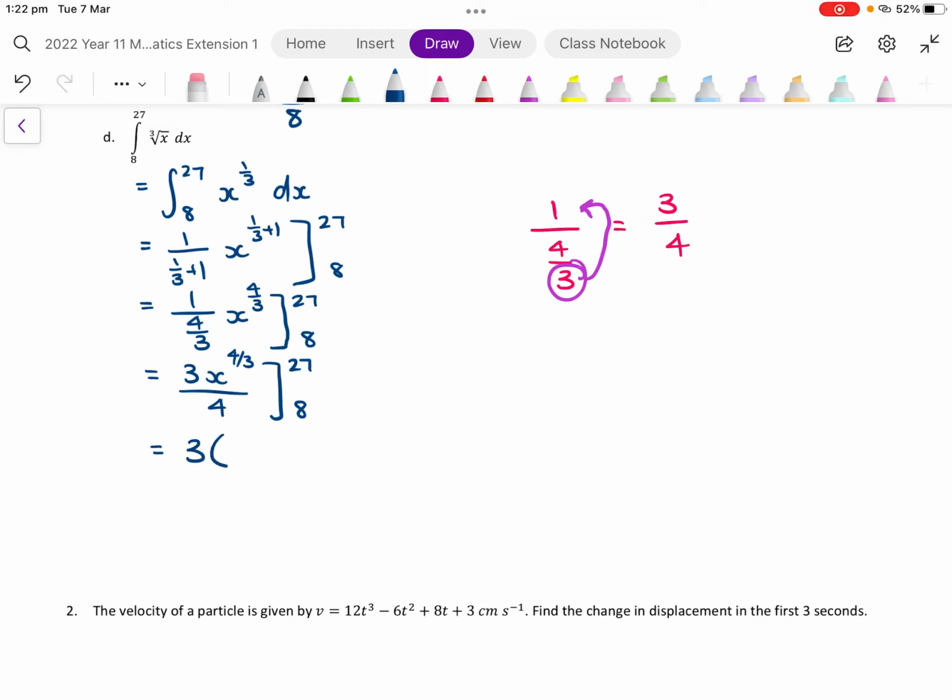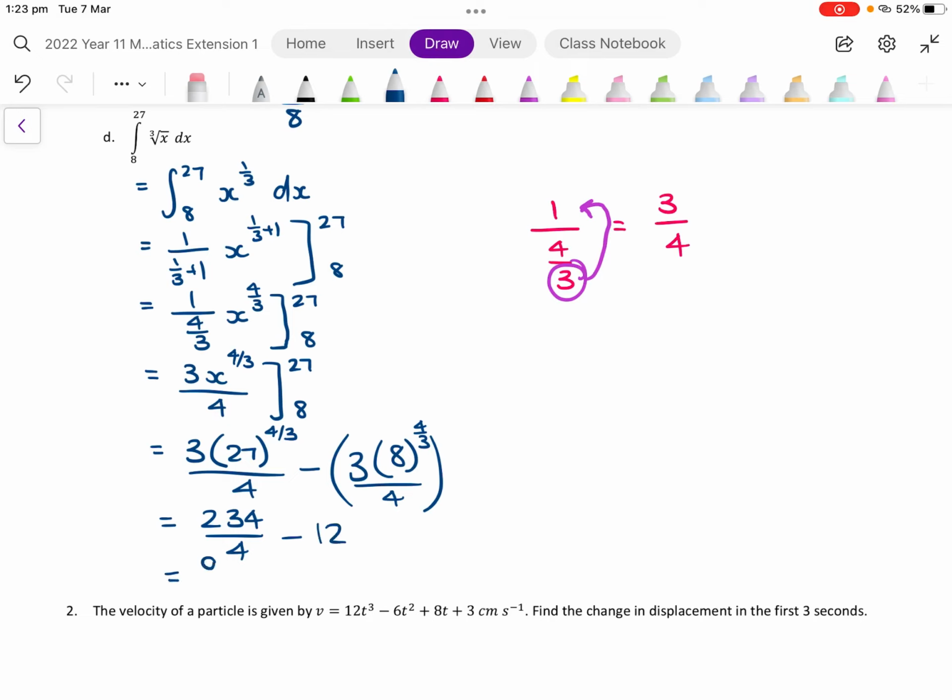So then we'll have 3 lots of 27 to the power of 4 over 3 all over 4 minus, in brackets, 3 lots of 8 to the power of 4 over 3 all over 4. In our calculator, we get that 3 lots of 27 to the power of 4 over 3 all over 4 is 234 over 4, minus 3 lots of 8 to the power of 4 over 3 all over 4 is negative 12. So we get our answer to be 93 over 2.